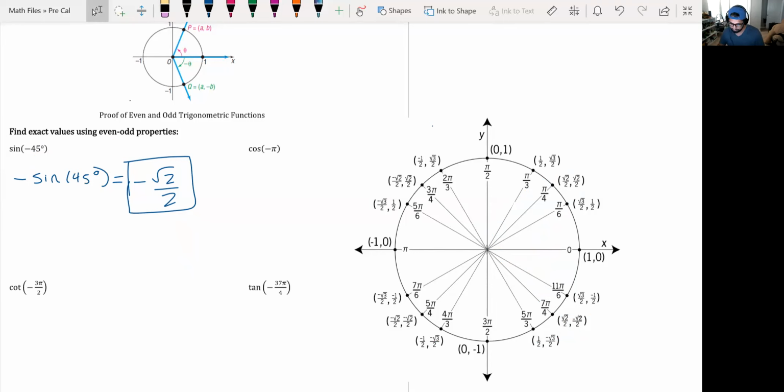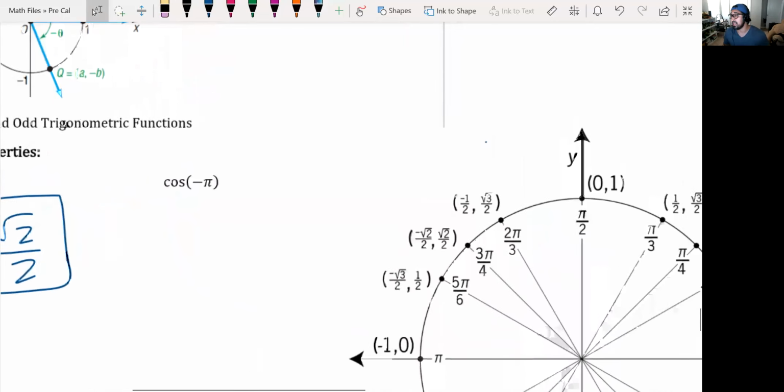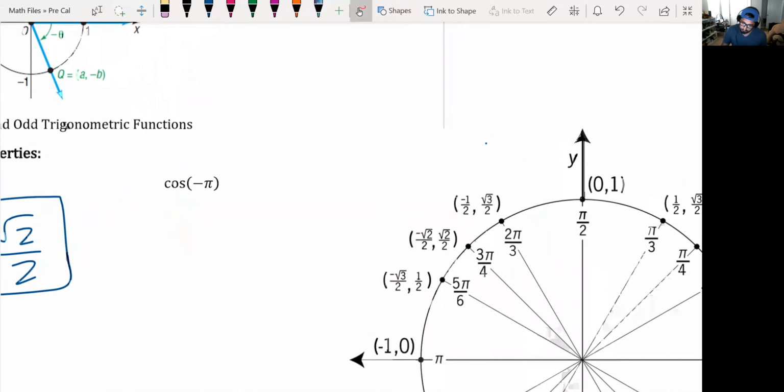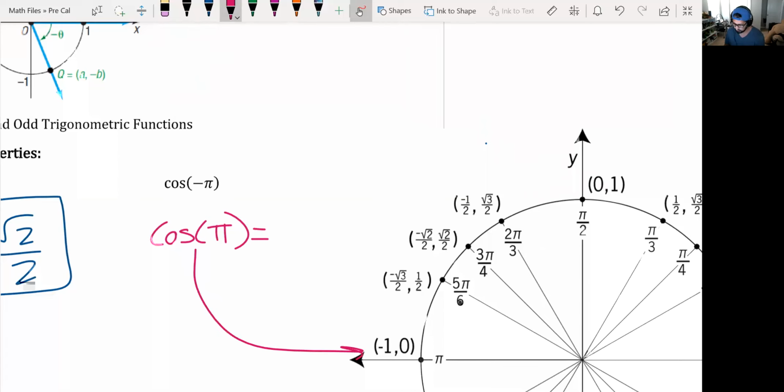Okay. Cosine of negative pi. Cosine is an even function. So the cosine of negative pi becomes just the cosine of pi. And looking at our unit circle below, the cosine of pi, and even if it was negative pi, the cosine of pi is still negative 1.